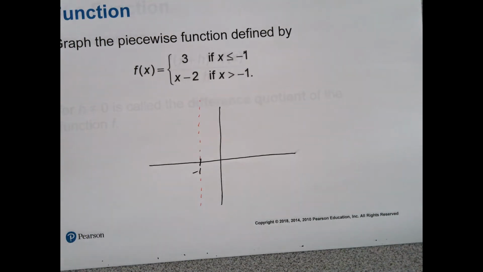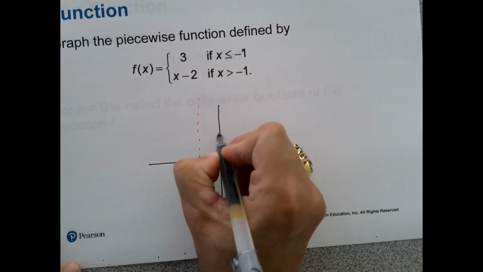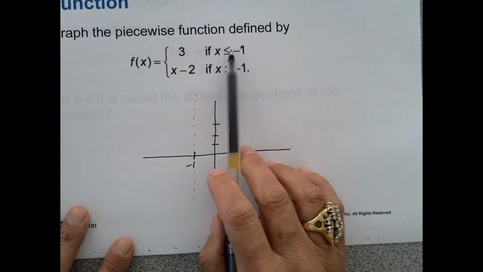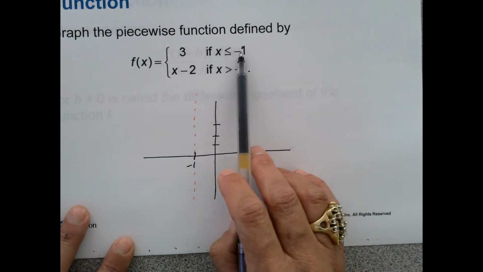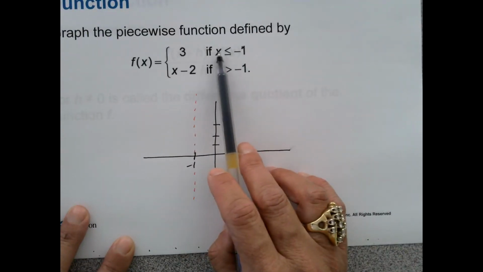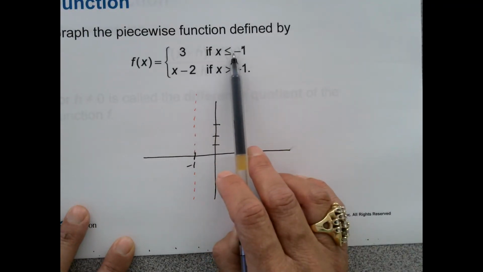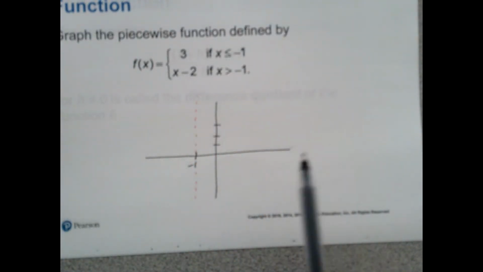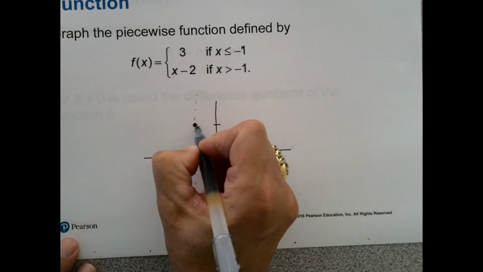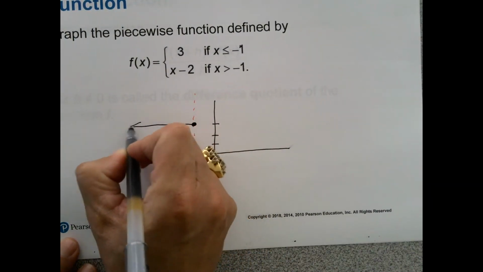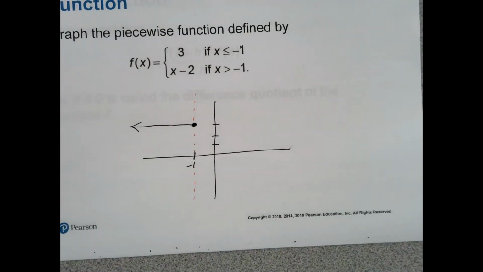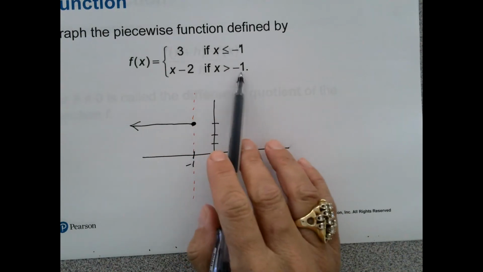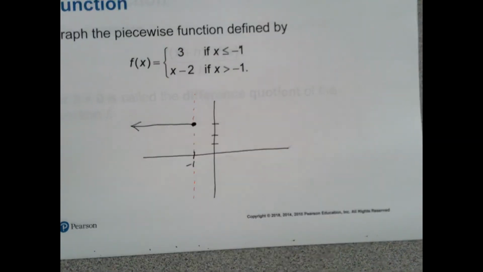Okay? Notice that for x less than or equal to -1, to the left side of -1, less than or equal to -1, my function is 3. That is constant. Remember, constant functions are flat. So up to and including -1, the graph is 3 on the left side of -1. On the right side of -1, my graph will be defined by x minus 2.